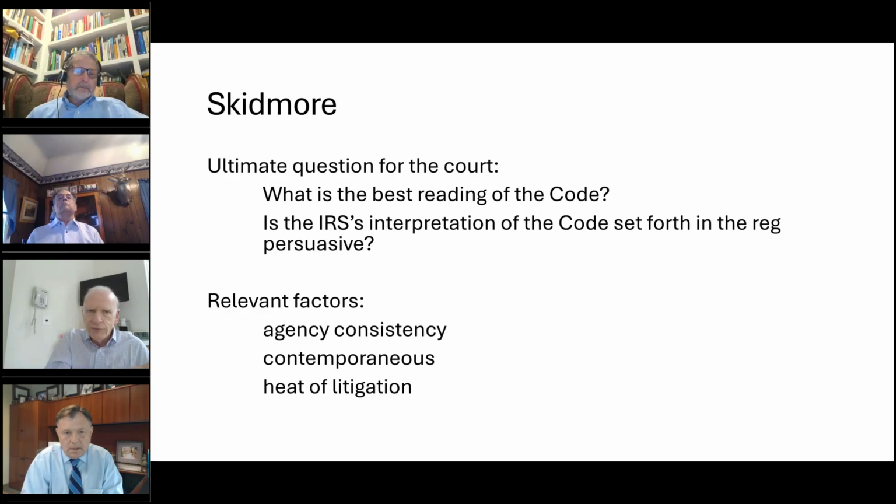It did not. Under Chevron, agency inconsistency was irrelevant. Under Skidmore, it is very much relevant. And if the agency has been inconsistent, I think they're not going to get any Skidmore deference at all. The court's just going to say, we think the statute means whatever. They're going to make their own decision.